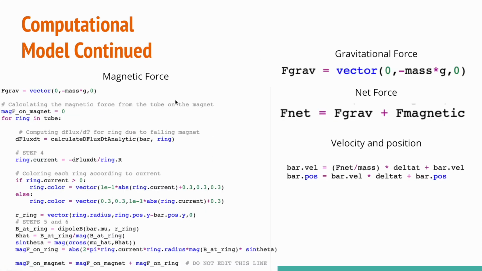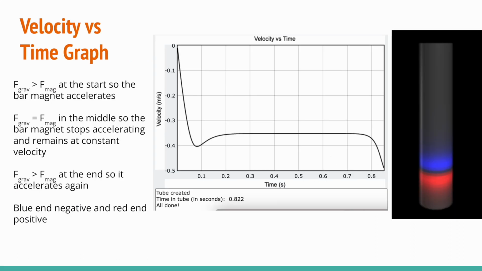This code here calculates both the magnetic force from the tube onto the magnet, and also the magnet onto the tube, which is summed here into the magnitude of the magnetic force. And here shows the code for the gravitational force, and then the net force is adding the gravitational force and the magnetic force. And then we use Newton's laws to determine the velocity and position. And then this code results in the velocity time graph shown here.